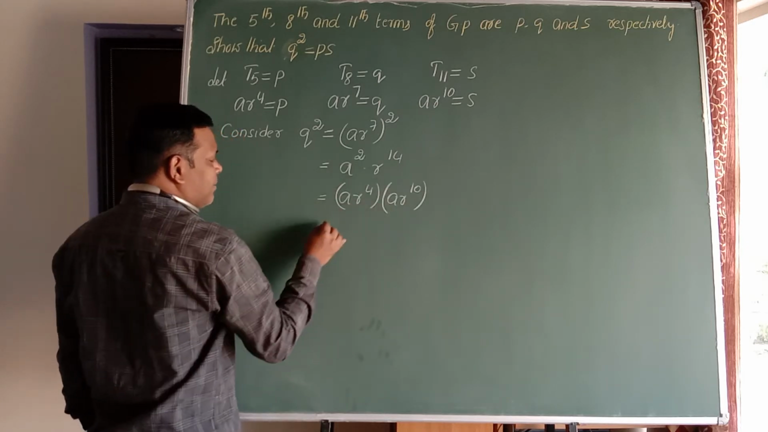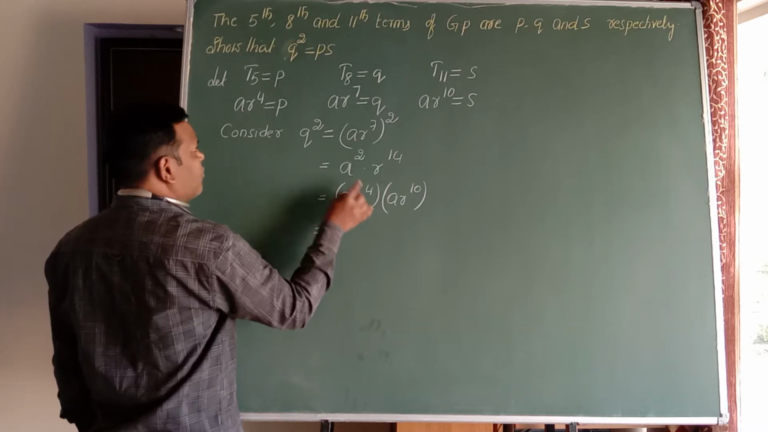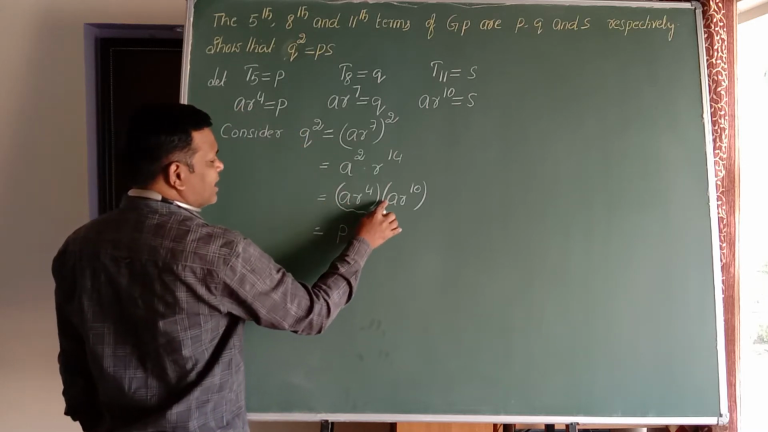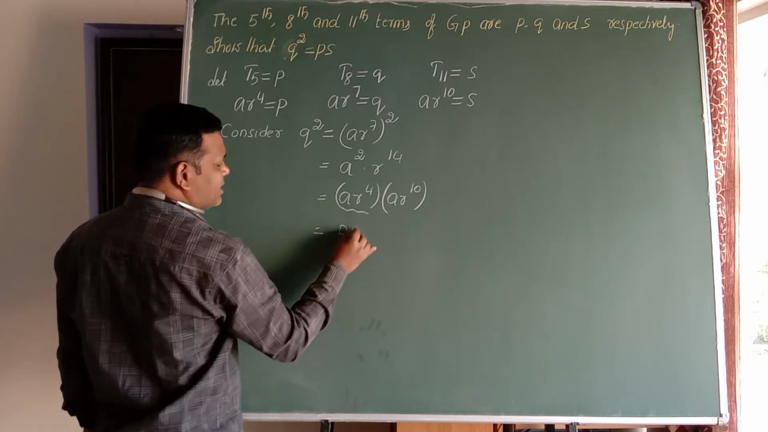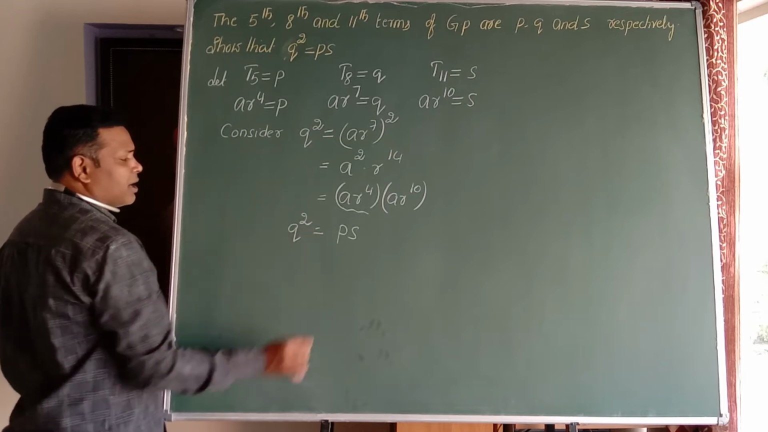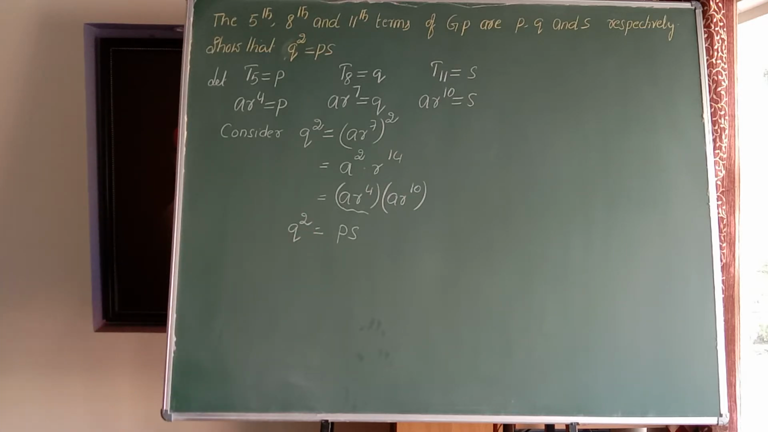Look at my point here. What is A R power 4? A R power 4 is taken as P, and A R power 10 is taken as S. Therefore we prove that Q square is equal to P into S. Got my point? So we'll go for another problem.